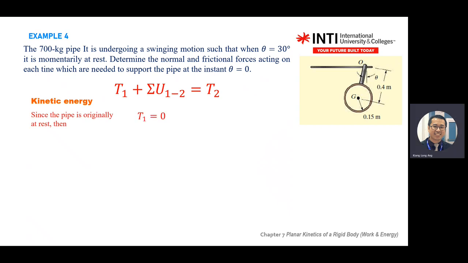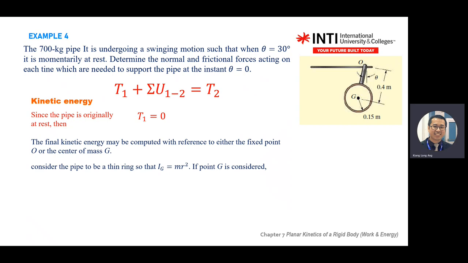Before the pipe starts, there's no movement, so kinetic is 0. And in your answer for the coming test 2 or final exam, please write T1 equals 0. If the question says it starts from rest, then write this out. Don't suddenly give 0, or you will miss this mark. I only look for answers, so if you don't write it, you don't get the mark. So this is a free mark. You usually start from rest. Remember to write what the status is. In this case, kinetic 1 is 0.